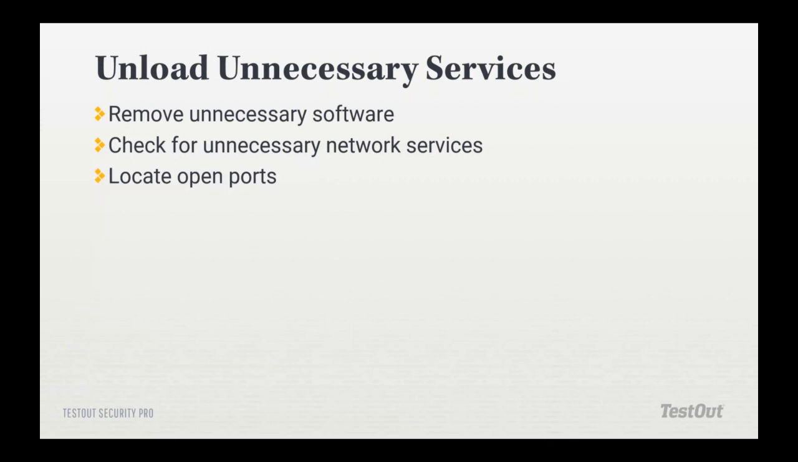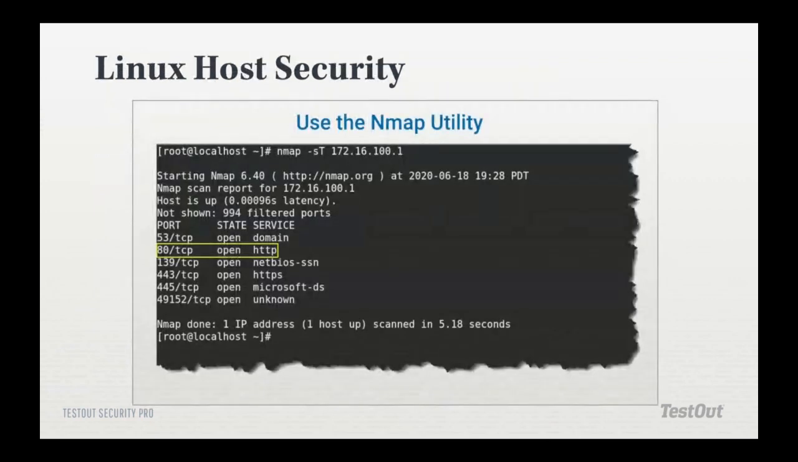surface. Also, locate any open ports. Open ports provide information about what operating system a computer uses. They can also provide entry points for information and about ways to formulate an attack. To locate these open ports, you would use the Nmap utility, which we see an example of here.